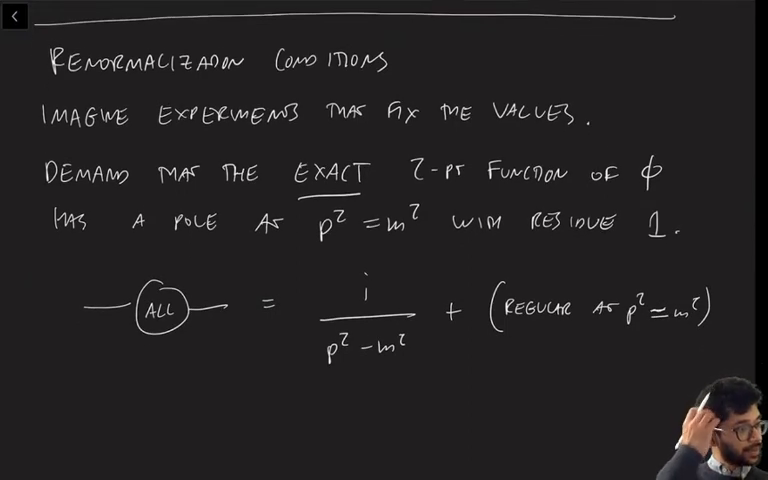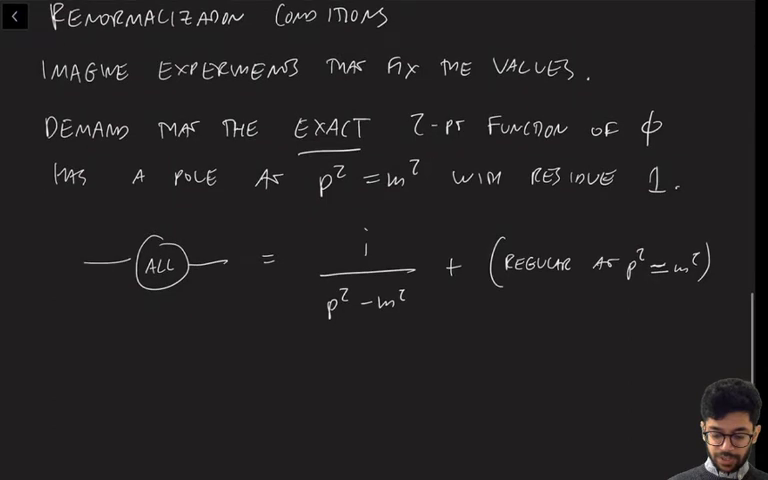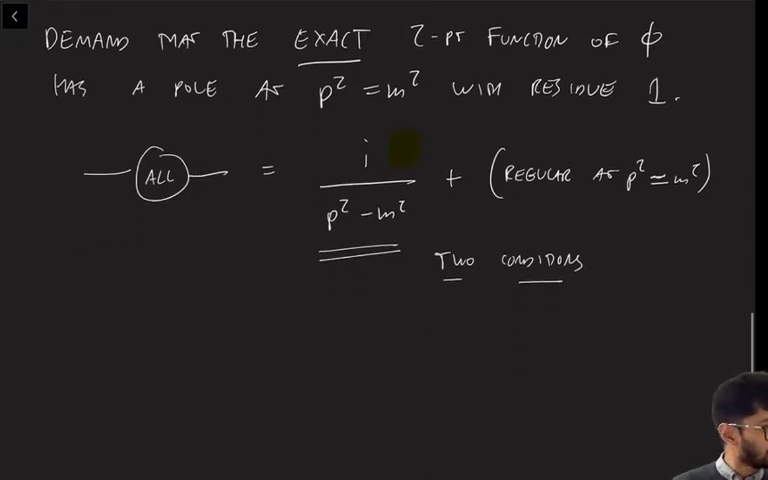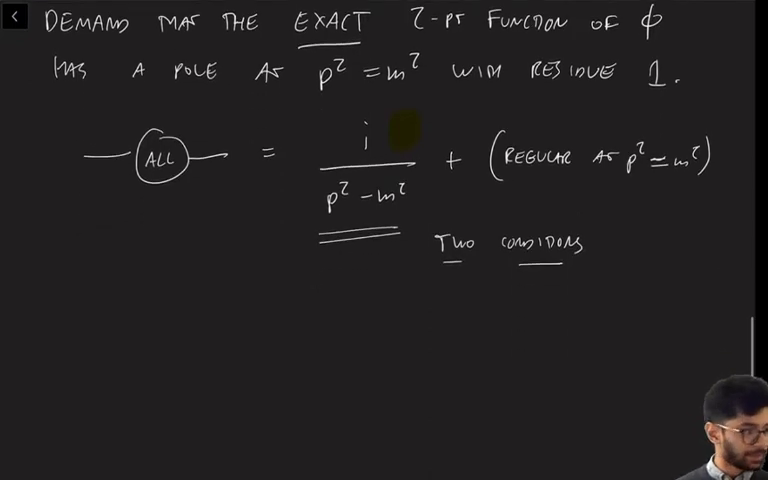So what does this mean? What this means is, this statement here is what I mean when I say that m squared is the physical mass. The location of the pole in the propagator determines the physical mass, and here I'm demanding that that pole is exactly m squared. And the fact that the residue is 1 enforces the statement that z equals 1. Okay. So this is actually two conditions, not one, on the location of the pole and the residue of the pole.